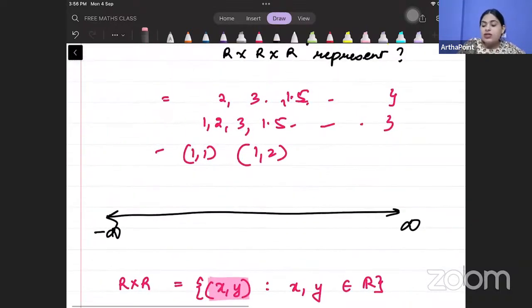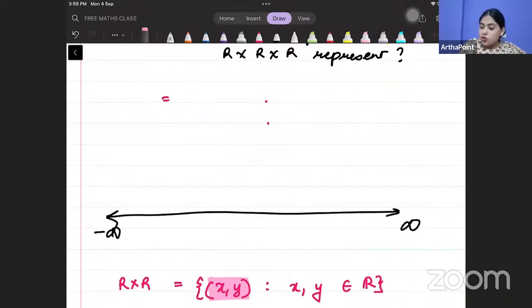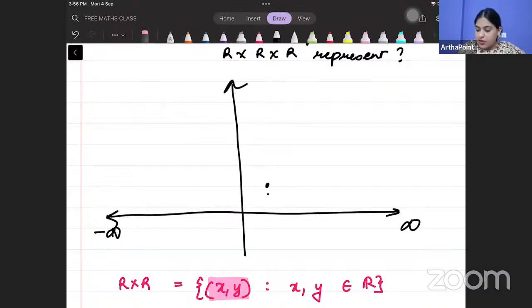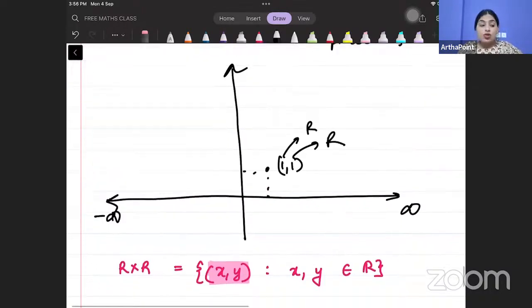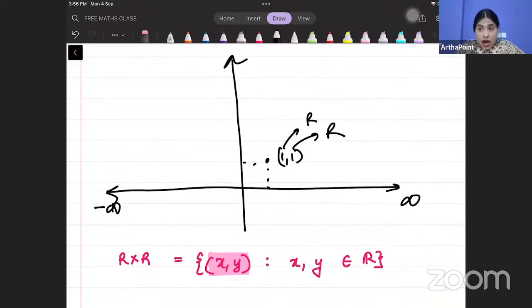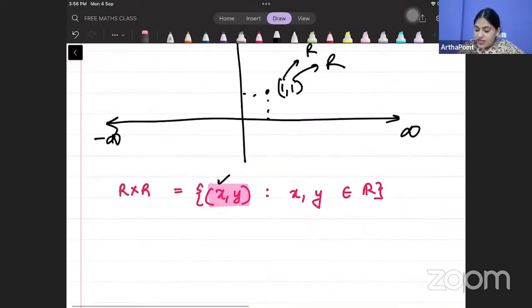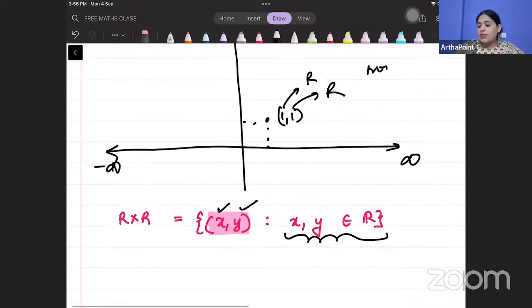If I were to plot this diagrammatically, then those two elements would mean a line coming from here. Look, here is a coordinate, this is (1, 1). This is a real number and this is also a real number. So when I say R cross R, it means I have these (X, Y) such that both X and Y belong to R. What is this? This is a two-dimensional space, a 2D space.